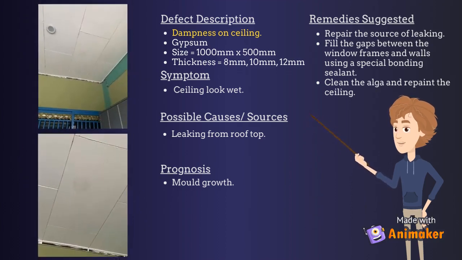The second defect is dampness on ceiling. The symptom is the ceiling looks wet. The possible cause is leaking from the rooftop. The prognosis is mold growth. The remedy suggested is repair the source of leaking, fill the gaps between the window frames and walls using a special bonding sealant, clean the algae and repaint the ceiling.